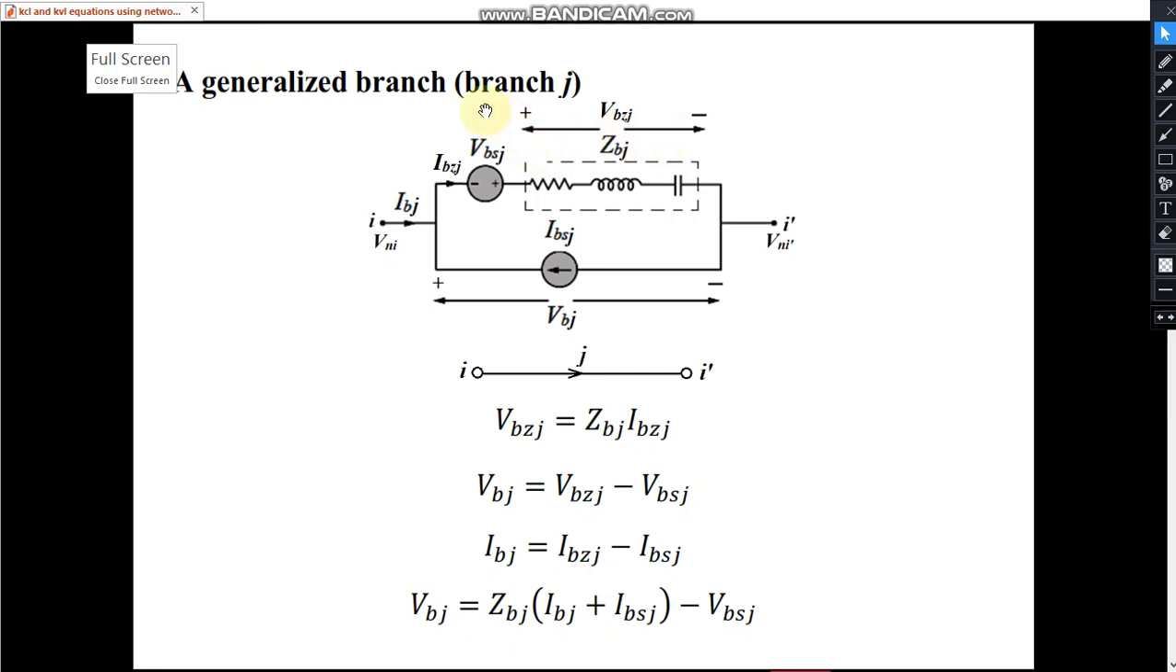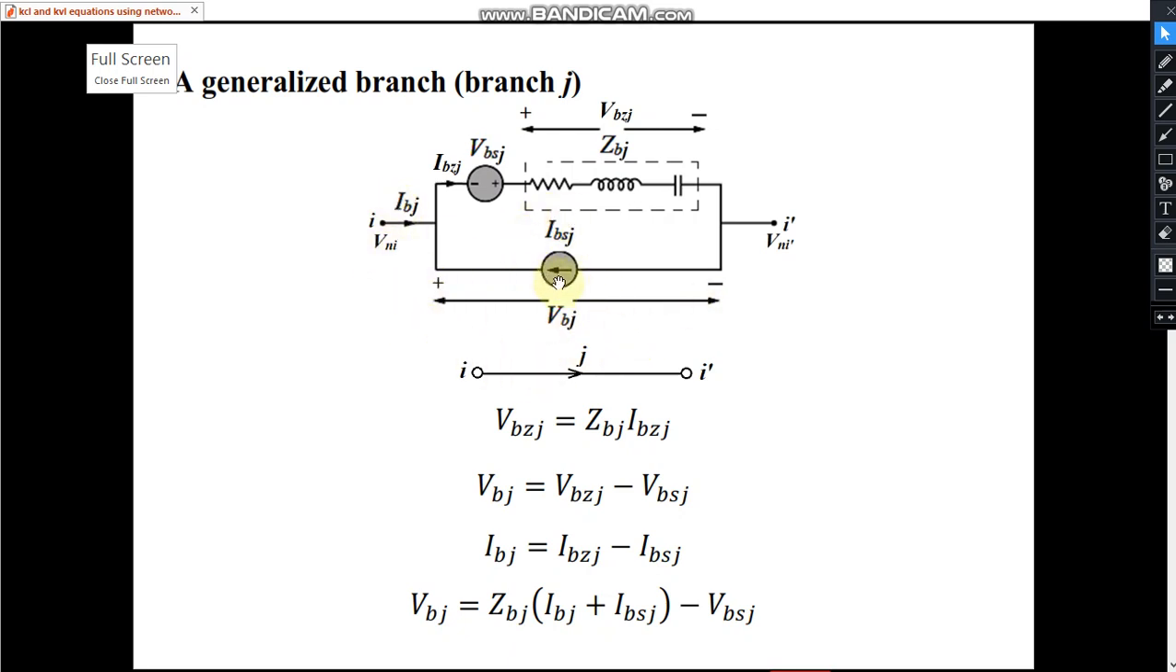So as we have discussed, this is a generalized branch. In this generalized branch, this is the branch current. In the jth branch, IB is the branch current, IBJ. And the nodal voltages are VNI and VNI dash. Their difference will be nothing but VBJ. VBJ is the branch voltage. Branch current and branch voltage.